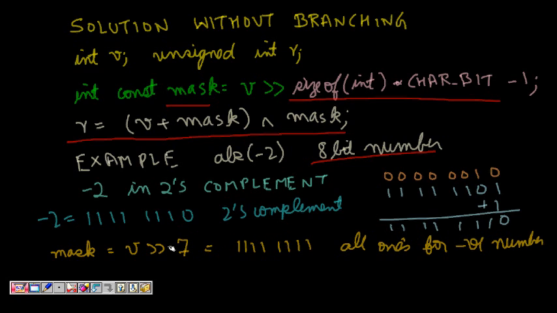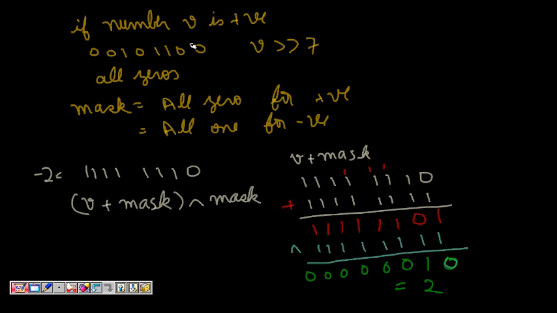Now I calculate the mask. v has a 1 in the sign bit, which is shifted to the lowest bit, and it becomes all ones, because in an arithmetic shift the sign bit is copied into every other bit. So we get all ones in the mask. If the number v is positive, the mask will be all zeros, and if it is negative, it will be all ones.